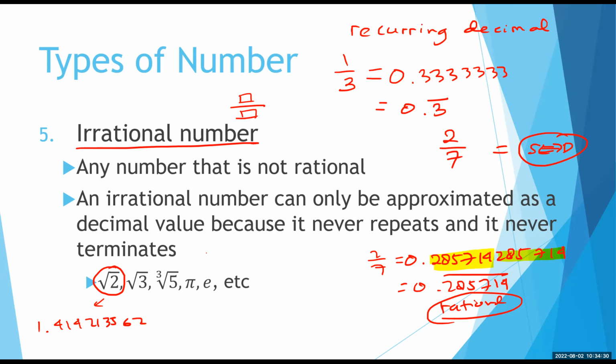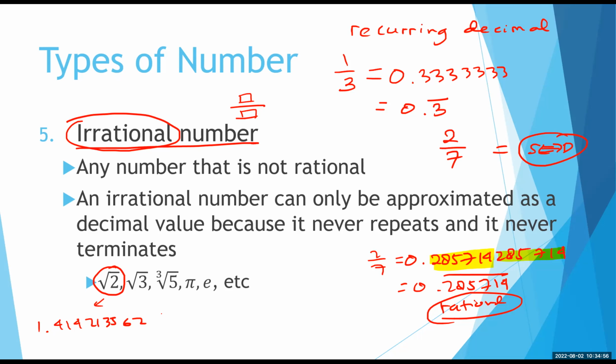So that's why we call square root of 2 an irrational number. Can you see the difference between rational and irrational, guys? Understand the difference? Both of them can be written as a decimal, but rational numbers are repeating, right? Repeated decimal. We call it a recurring decimal. But an irrational number doesn't have any pattern.